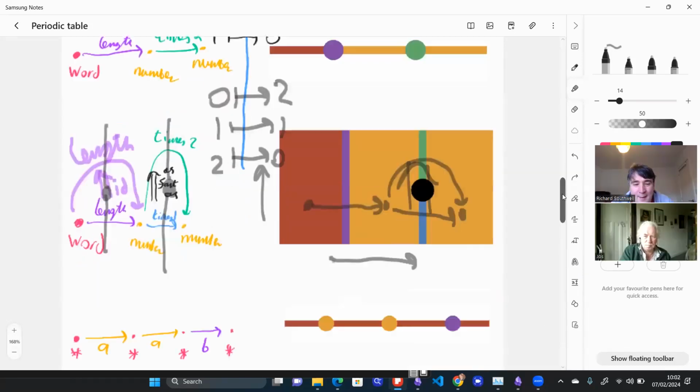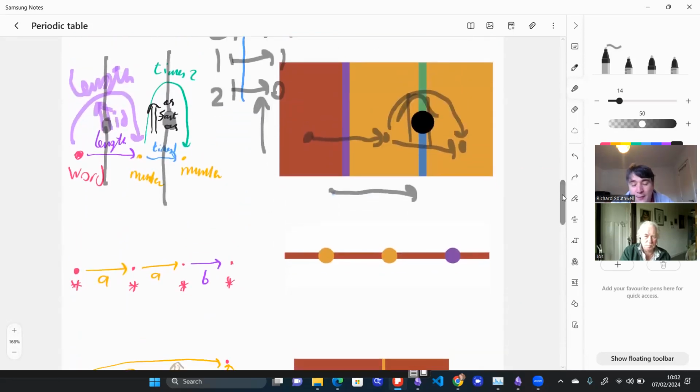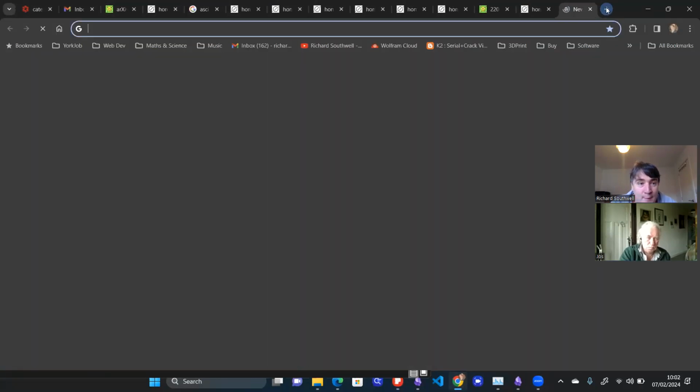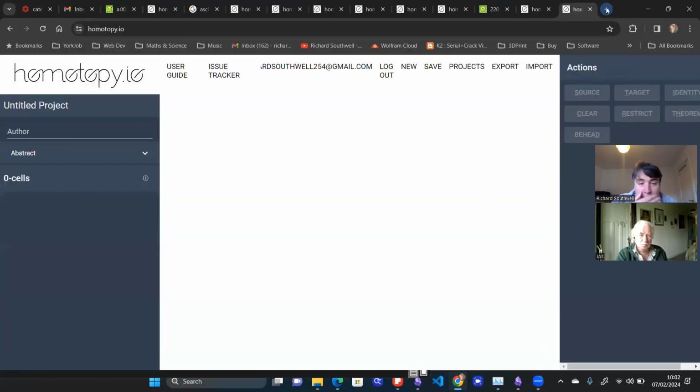Right, let's do our next example then. Okay, so this is a really simple one. The idea here is that we're just going to think about how we can make words, or combinations of A, B, A, B, A, B. We can write words like ABBA. So it's a very simple thing, but it's nice to think about. So if we go to Homotopy.io, let's start a new session. So I'll just make a new window.